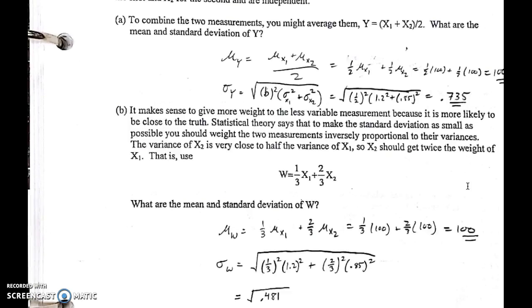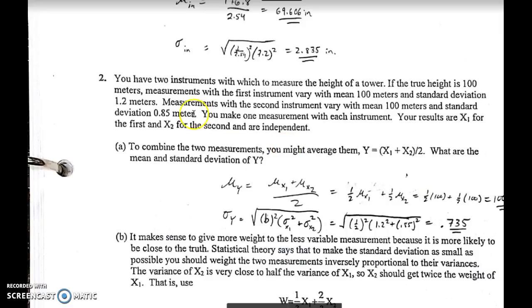So part B says that it makes sense to give more weight to the less variable measurement because it is more likely to be close to the truth. So conceptually, that means if we go back and look at the 2 standard deviations, we want to give more weight to the number that's closer to 1.